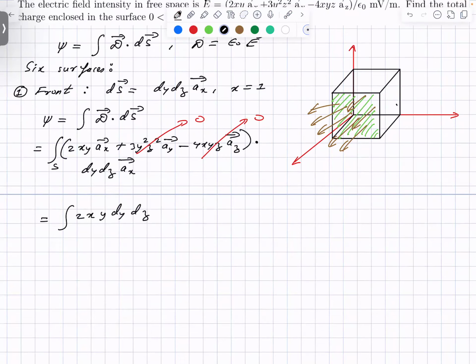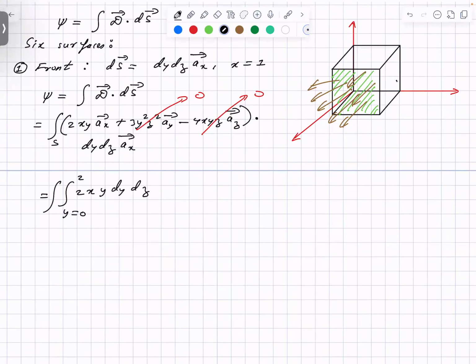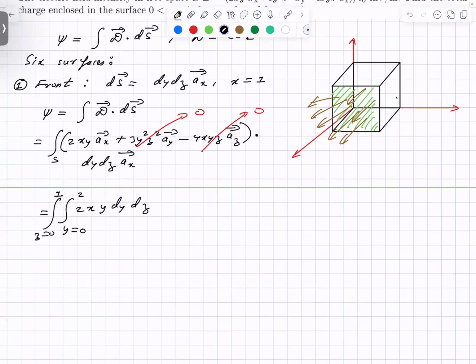And this is a surface integral. Surface integral means there are actually 2 integrals. It's a double integral. And y varies from 0 to 2, and z varies from 0 to 1. That's given. And if we see any x in this integrand, we know that x has to be exactly equal to 1.